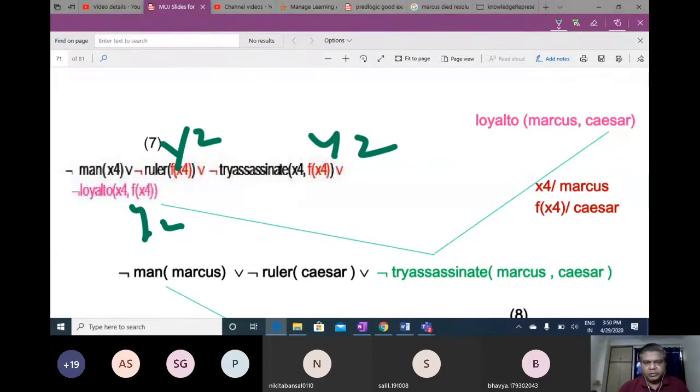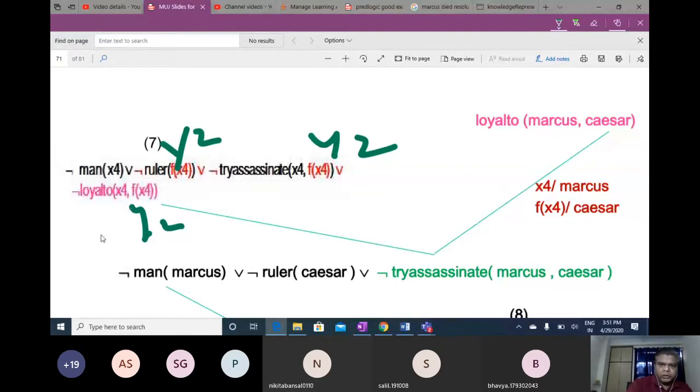So here what we are doing: now we have brought in that statement here for resolution, loyal to Marcus Caesar. We have generated this statement which says Marcus is loyal to Caesar, and we have another statement which says not man x4 or not ruler y2 or not try assassinate x4 y2 or not loyal to x4 y2. This is already there, so we will bring it in and try to resolve.